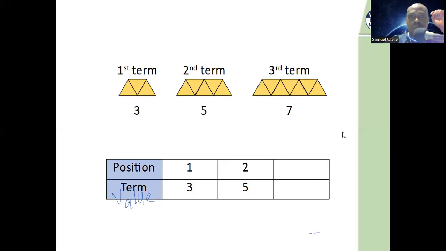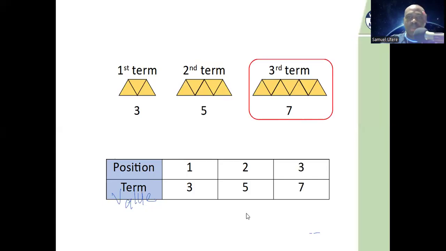So if we do that, you would see that you have this table. So we have succeeded in learning our first skill for this lesson, which is to be able to put our sequences in a tabular form.